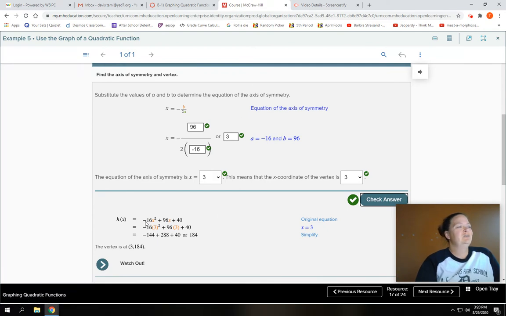H of x equals negative 16x squared plus 96x plus 40. We're going to plug 3 in so we can finish finding the vertex. They have done this one for us, so we don't have to do the math on our own. They plugged in 3. 3 squared is 9. 9 times negative 16 is negative 144. 96 times 3 is 288. When you combine all of those, you get 184. So the vertex is at 3, 184.